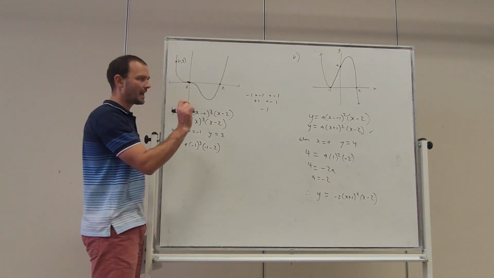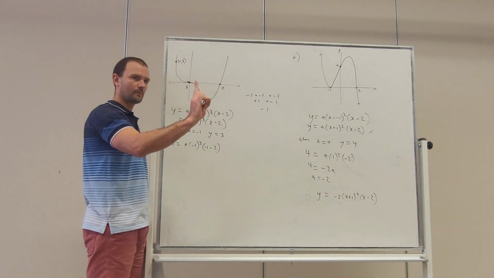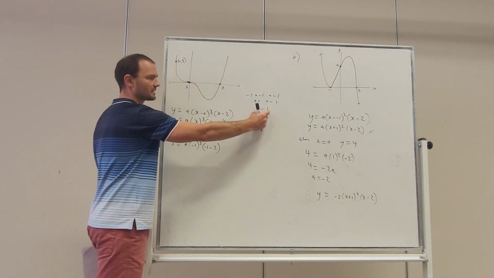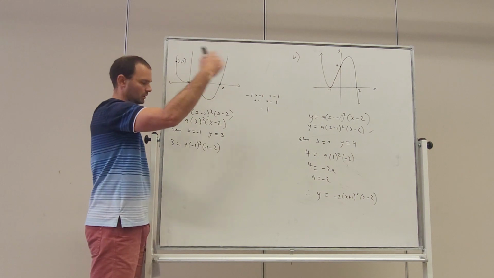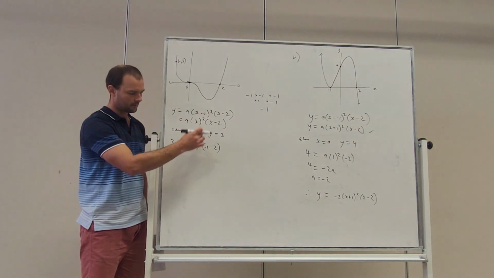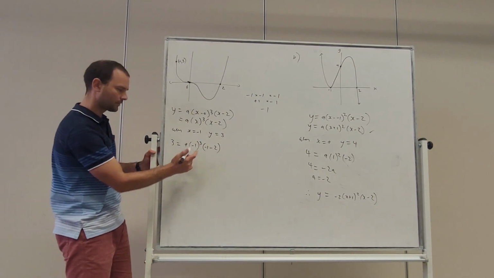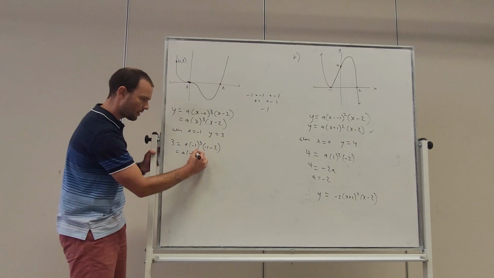Minus 1 to the power of an even number, 2, 4, 6, 8, 10, 12, will always be positive 1. Minus 1 to the power of an odd number will always be a negative number. So minus 1 to the power of 3, 5, 7, 9 will always be negative 1. Here we have minus 1 to the power of 3. So that's going to evaluate to minus 1.